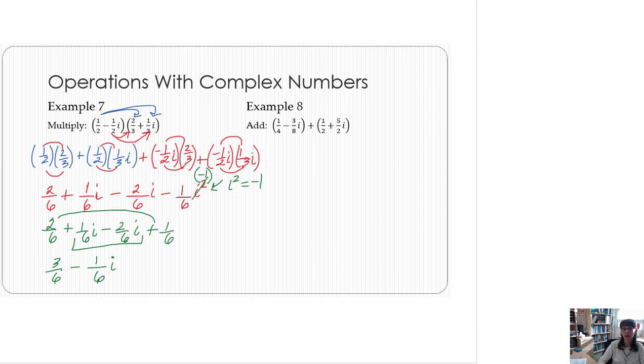Now the only other thing we might think about doing with this answer is look for any possible reducing because there are fractions involved. And we know that 3/6 is the same thing as 1/2 because 6 is the same as 2 times 3. And that factor of 3 will reduce. So our final answer here, that first fraction becomes 1/2. And then 1/6 is already reduced, so minus 1/6 i.